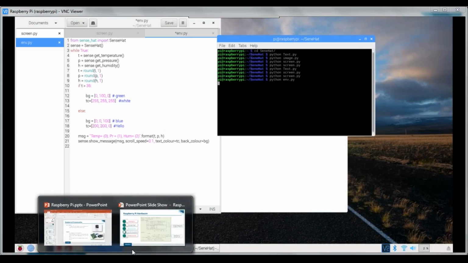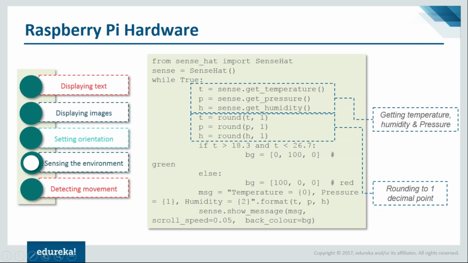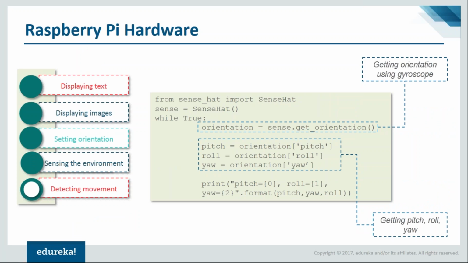Coming back, let's look at the last program of the Sense HAT tutorial, which is detecting the motion of the Sense HAT. What I'm going to do here is rotate my Sense HAT and identify the values of pitch, roll, and yaw. Basically, these are the orientation with respect to the x-axis, y-axis, and z-axis, from the orientation of the Sense HAT. Now, this is mainly done using the gyroscope, but to get a better understanding and more precise values, we'll also incorporate the accelerometer.